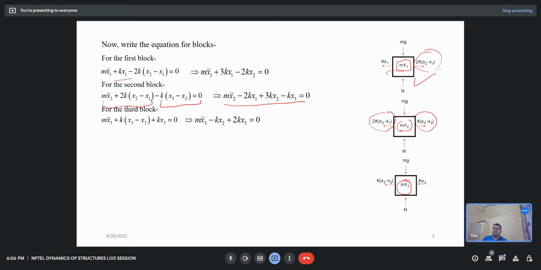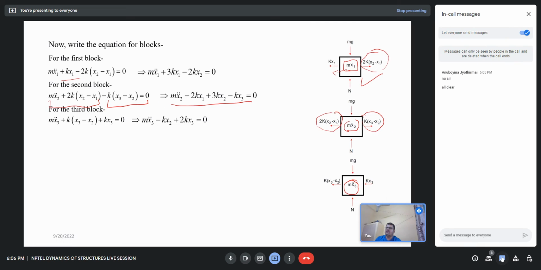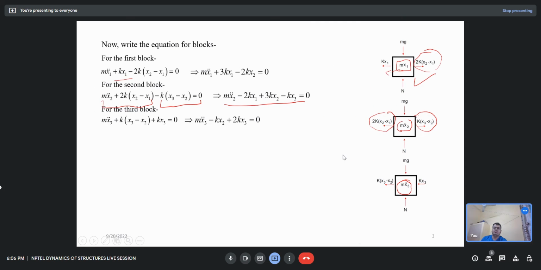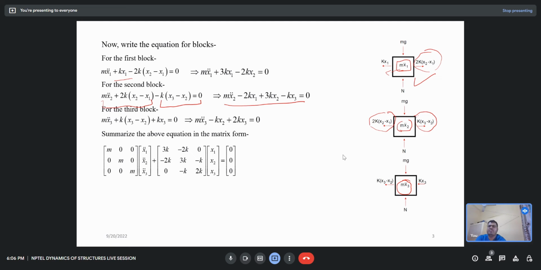Now after getting these three equations, we can write our equation in matrix form. If I summarize the equation in matrix form, that would be the mass matrix and the stiffness matrix. For x1, x2, x3, these are the generalized coordinates. So in terms of x1, x2, x3, this is the differential equation of motion for this system.